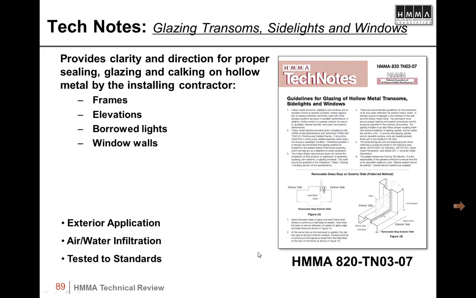There's a tech note on glazing, and this is a critical tech note, really. This gets into the different caulking that is required, particularly for exterior openings. It does get into frames, the elevations, borrowed lights, and window walls. And again, this is a good tool for your architects to really determine how to caulk the frames, how to seal them, particularly for exterior applications.